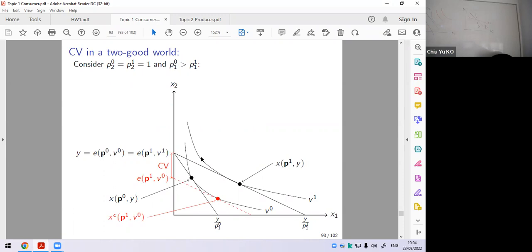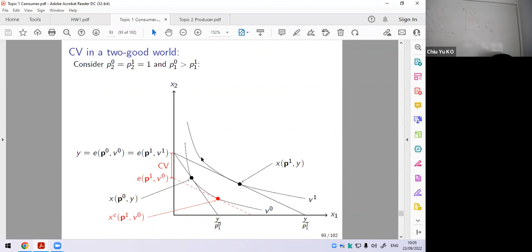So originally this is the demand and this is the optimal bundle. Okay, and you consider a new price change. Now the good one is cheaper, so we end up in this bundle, this is X P1 Y. And this is the new bundle. And actually we know if we follow the Slutsky equation, you just change the price ratio, and you end up with the red point, right?